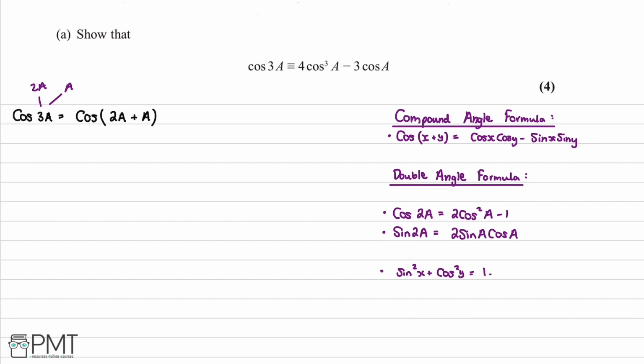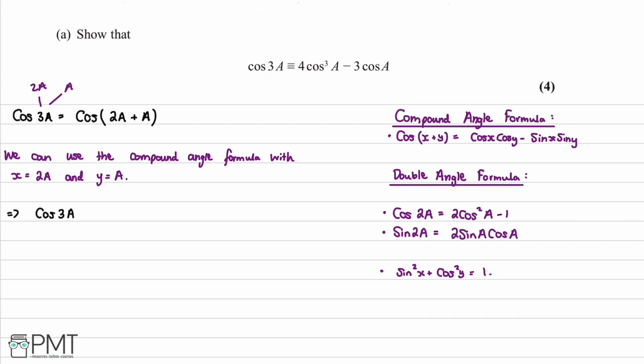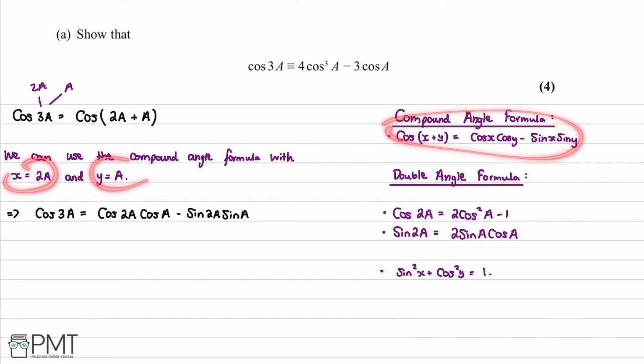So now we can use the compound angle formula with x equal to 2a and y equal to a. We can therefore write this in, and say that cos 3a is going to be equal to cos of 2a multiplied by cos of a, and then we're going to subtract sine of 2a multiplied by sine of a, where we've just replaced x and y in this equation here to give us our equation in terms of a, which is what we're working with in this question.